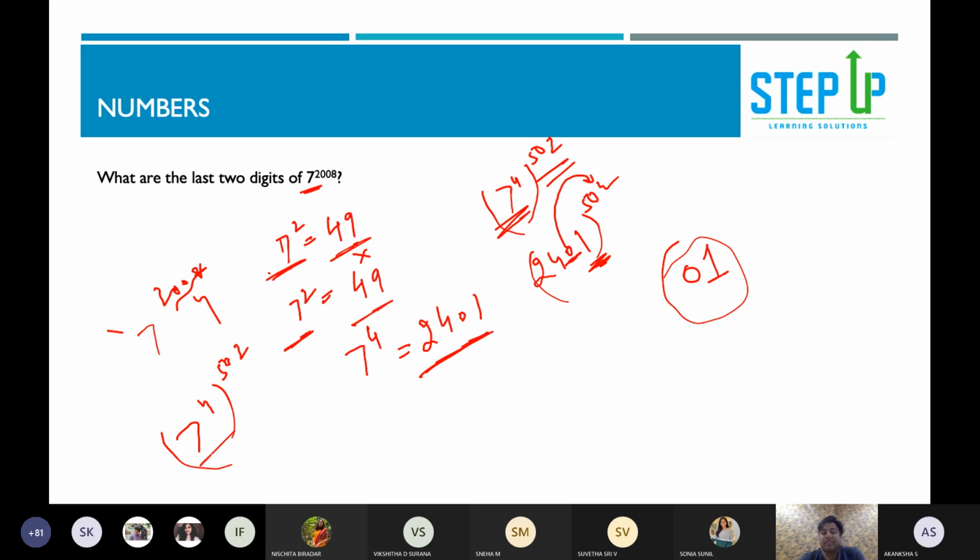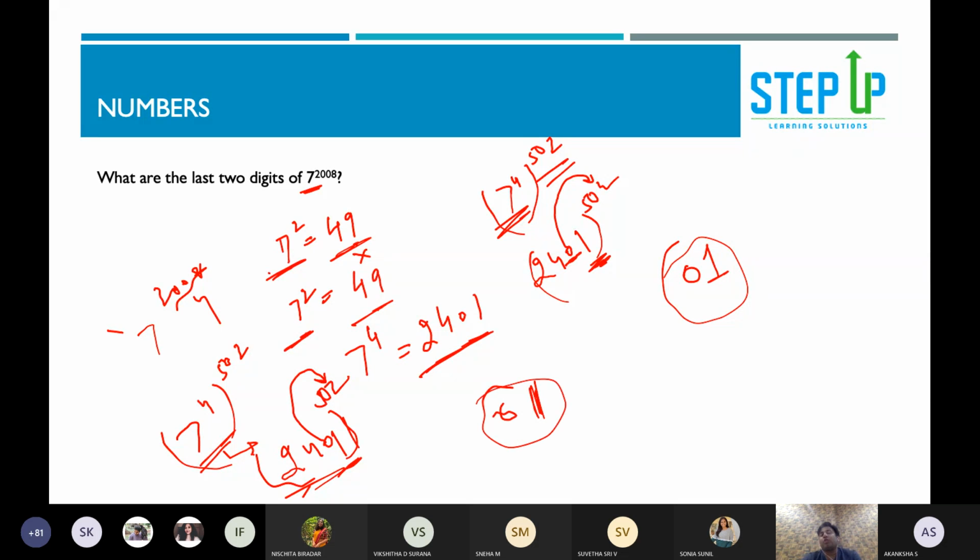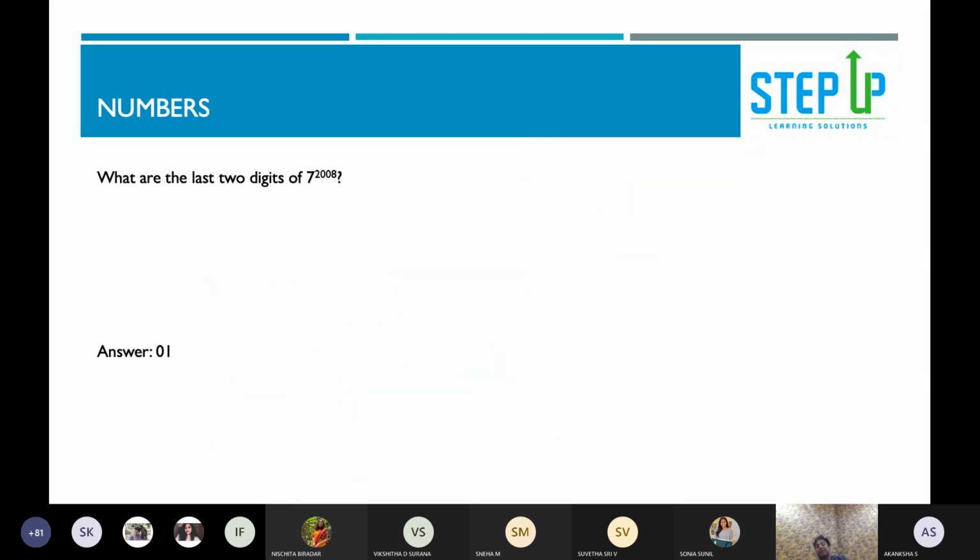Now I know that 7 power 4 is 2401, and as I told you, in the last 2-digit concept, the number which ends with 1, its unit digit will always end with 1. For the second last digit, you just have to multiply the second last digit with the power. So 0 multiplied by 2 is 0. The overall answer comes out to be 0, 1. So that should be the answer. Is it clear to everyone or not?